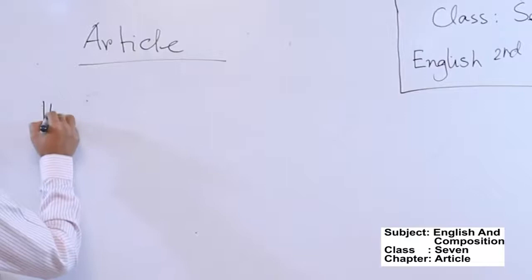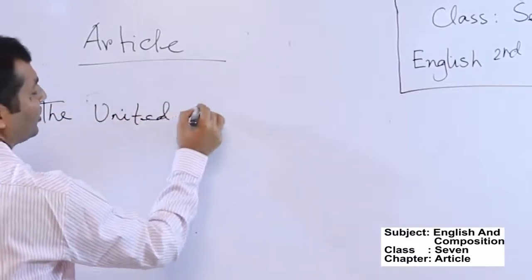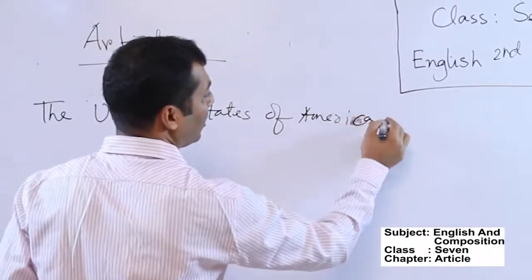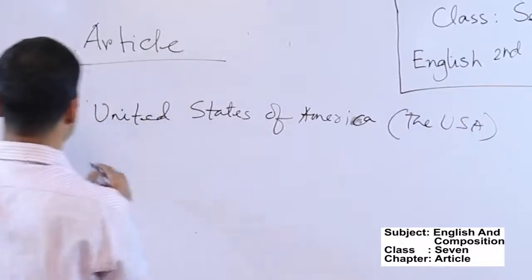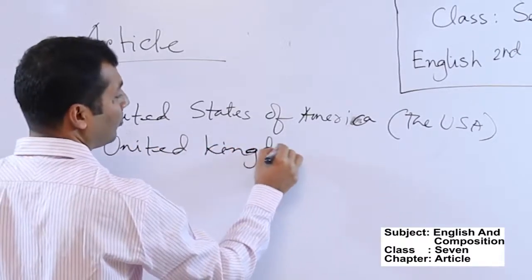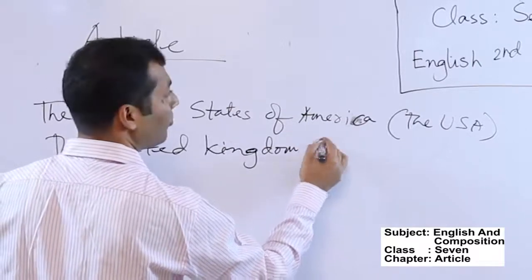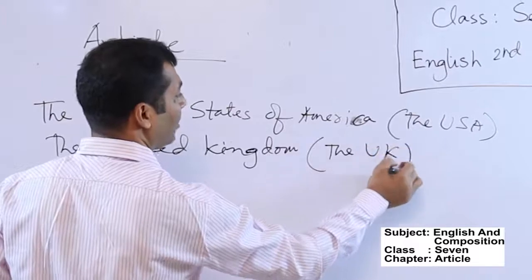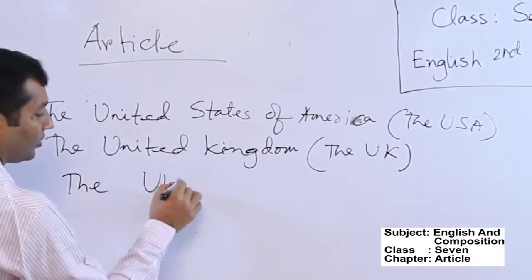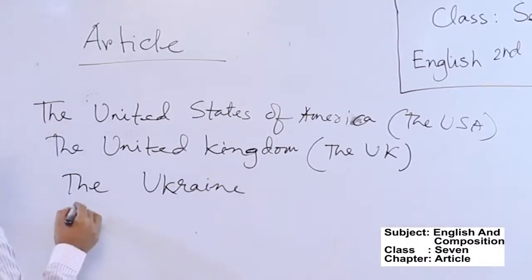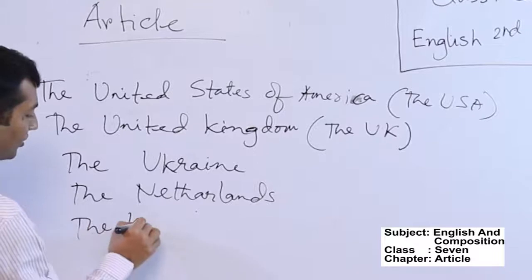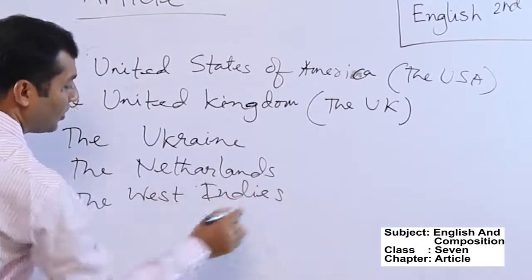For example, the United States of America, that is the USA, the United Kingdom, the UK, and the Ukraine, the Netherlands, the West Indies, the Irish Republic.